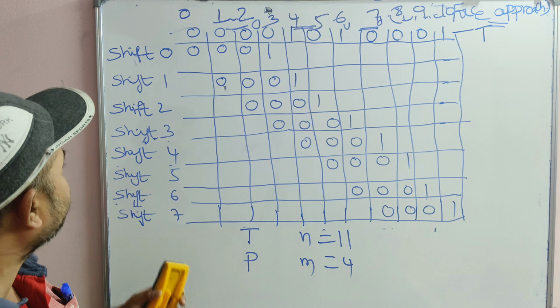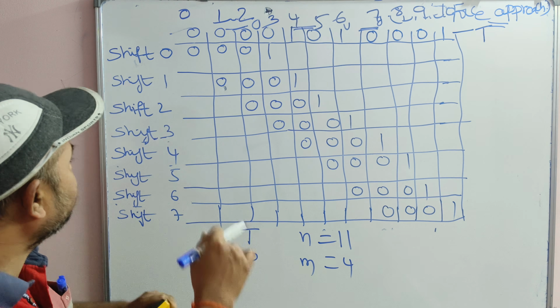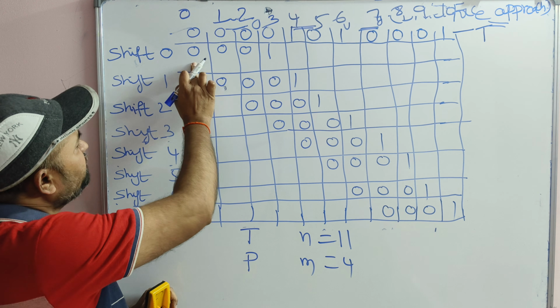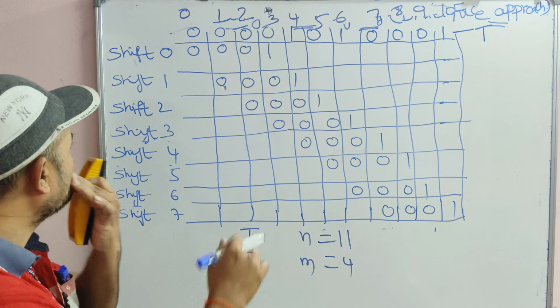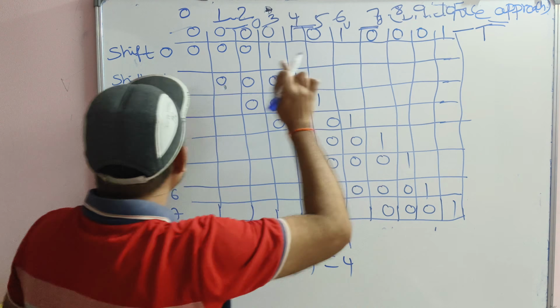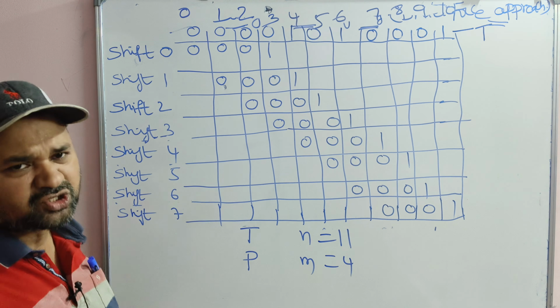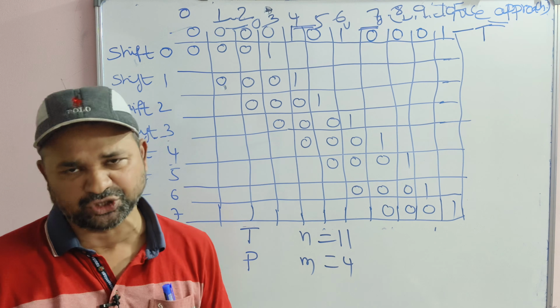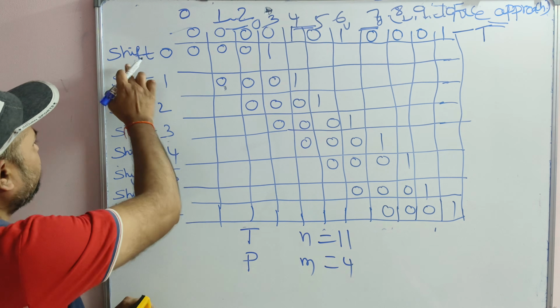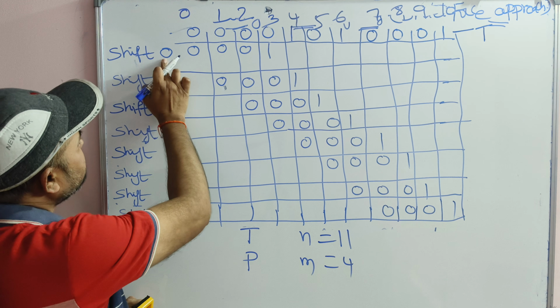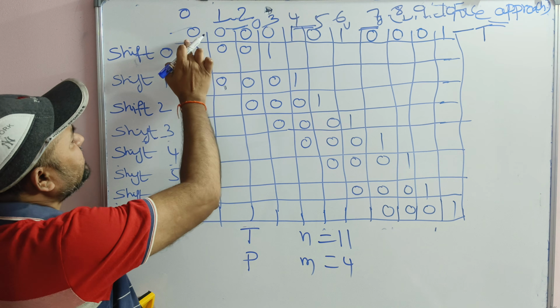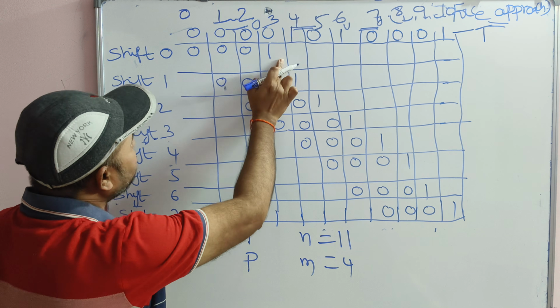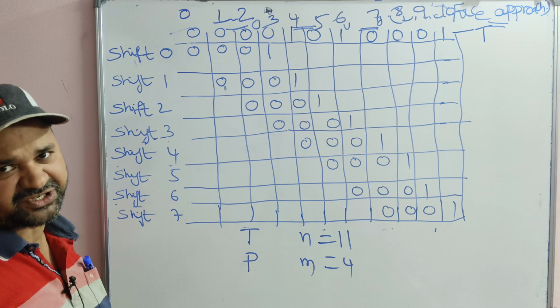Now let's see this algorithm. Initially the pattern will be aligned at the beginning of the text. So here this is the text and this is shift 0. Shift 0 is nothing but iteration 0. During shift 0, what we are doing? We are aligning the pattern at the beginning of the text.